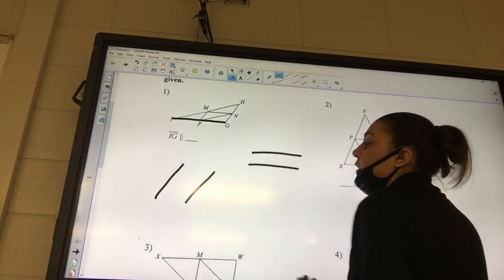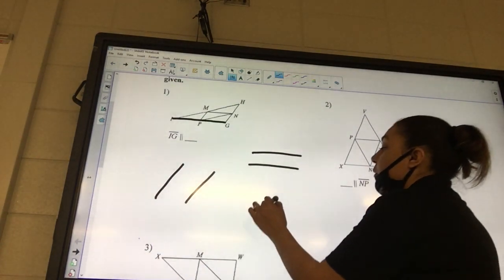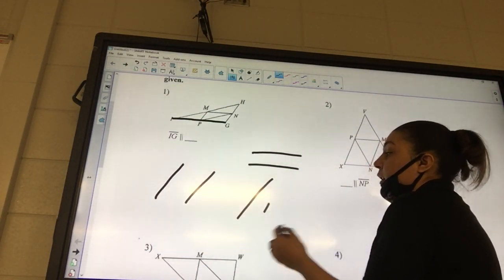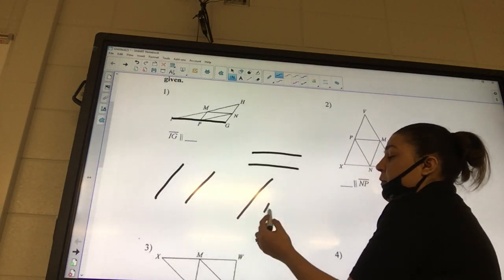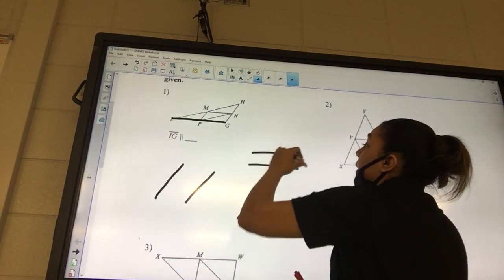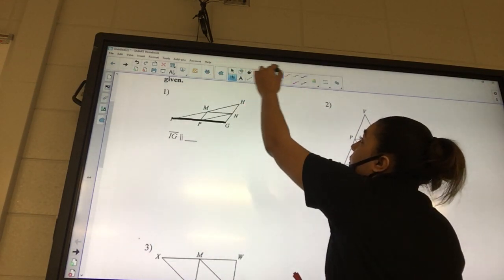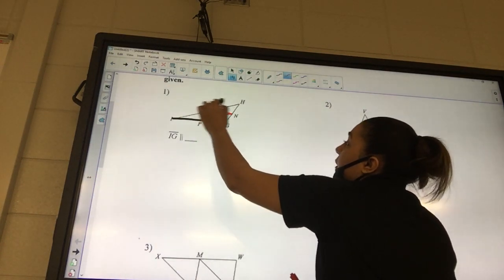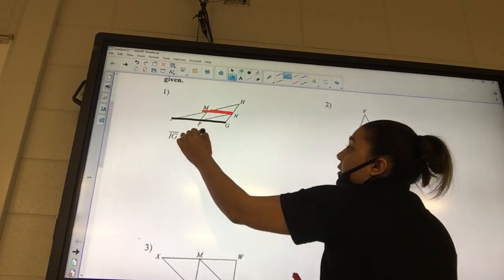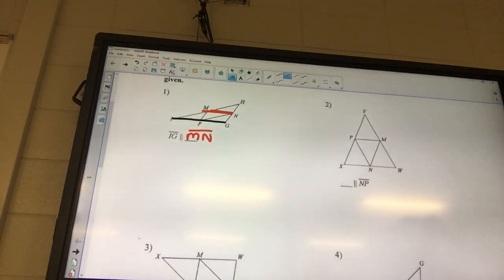So they might go like this or like this way, and one is always going to be bigger than the other one, okay? So either you're given the big one and looking for the small one, or you're given the small one and looking for the big one. And so in this case, what is that parallel segment? MN, okay? You can see it's about half the size, and so you're going to say MN, and you need the segment bar on top.